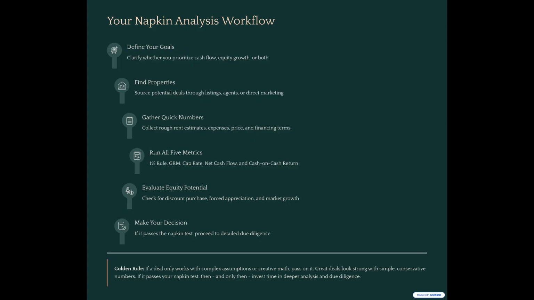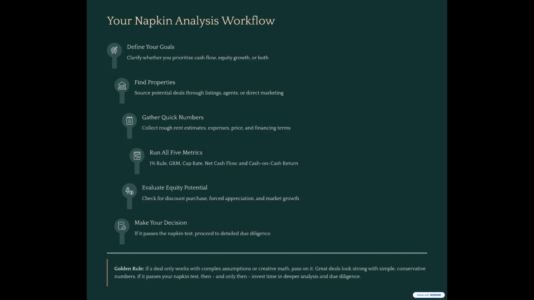Your napkin analysis workflow. Here's the full process. 1. Define your goals: cash flow, equity, or both. 2. Find properties through listings, agents, or direct leads. 3. Gather quick numbers: rent, price, expenses, and financing terms. 4. Run all 5 metrics: the 1% rule, GRM, cap rate, net cash flow, and cash on cash return.